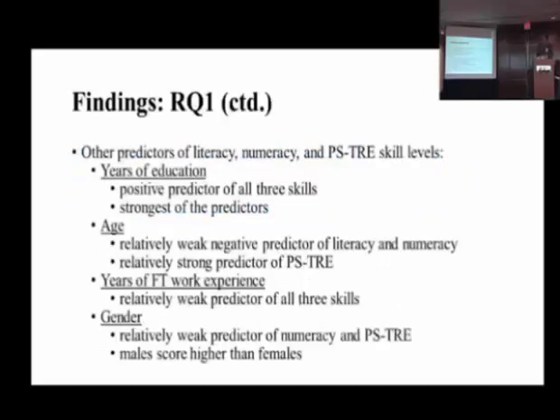And the other predictors, education, as we've consistently seen, was a positive, strong predictor of all 3 skills. And age was a relatively weak negative predictor of literacy and numeracy. However, it was a relatively strong negative predictor of problem solving. And then years of full-time work experience was a relatively weak predictor, and gender was a weak predictor of numeracy and problem solving. And here it was males scoring higher than females for numeracy and problem solving in technology-rich environments.